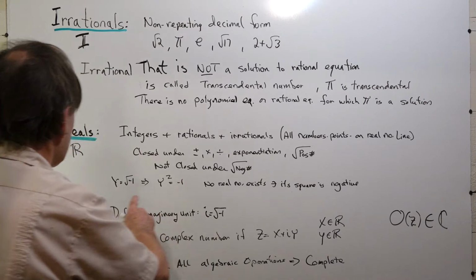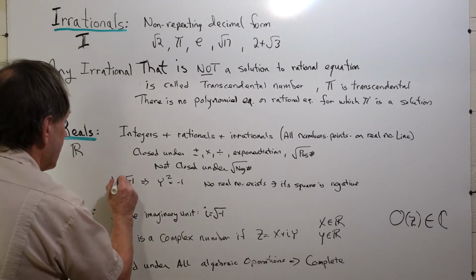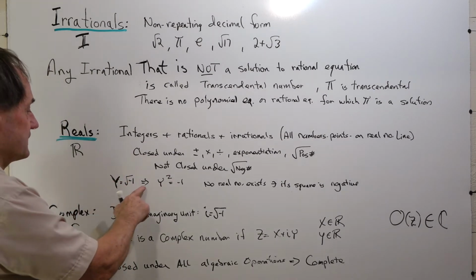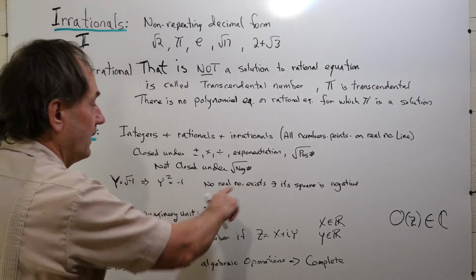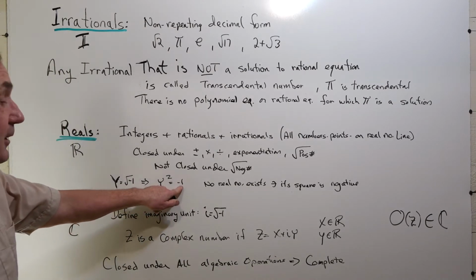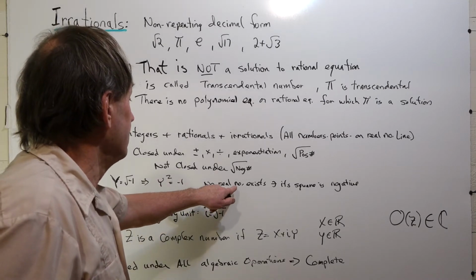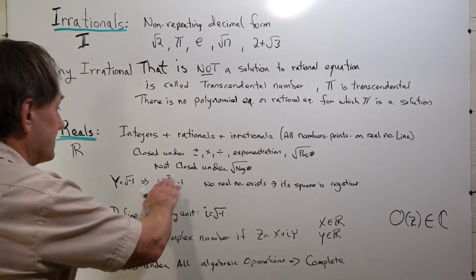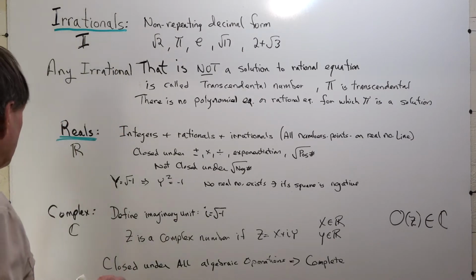For example, say y is the square root of minus 1. This implies then that y squared is equal to minus 1. There is no real number. No real number exists such that if we square it, we get a negative number, like minus 1. So no real number exists such that its square is negative. So that's why the reals are not closed under taking the square root of a negative number.